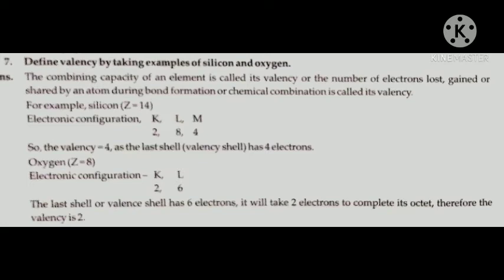Oxygen, atomic number Z equal to 8. Electronic configuration K and L shell 2 and 6. The last shell or valence shell has 6 electrons. It will take 2 electrons to complete its octet. Therefore, the valency is 2.